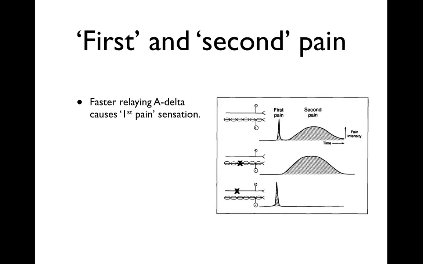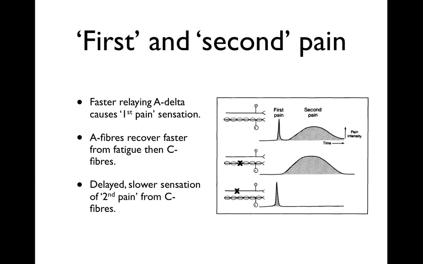Right, and this is partly because the faster relaying A delta fibers cause first sensation, first pain, and they recover quicker. So you can get isolated, discrete pains, and that's going to localize quite quickly to your cortex, whereas a much slower delayed sensation comes from the C fibers.